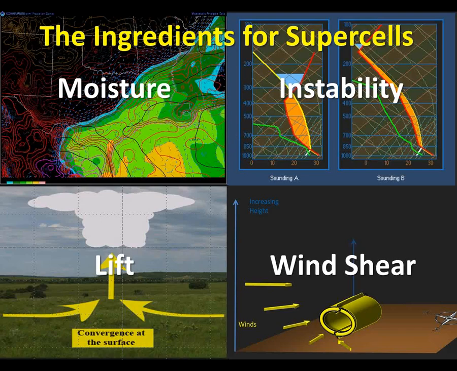So to look at the top left here, ingredients for a supercell, moisture, and in the southern plains, our moisture source for low-level moisture is the Gulf of Mexico. All right, and then in the top right, you can see instability, and those are what we call forecasts, or those are what we call sounding profiles. And then you'll need some form of lift, and that image there is showing convergence at the surface, forcing the air upward. There's different forms of lift that can be used to lift the air. And then finally, to get rotating updrafts or persistent rotating updrafts, the definition of a supercell, you need wind shear. So we'll talk a little bit about that as well.